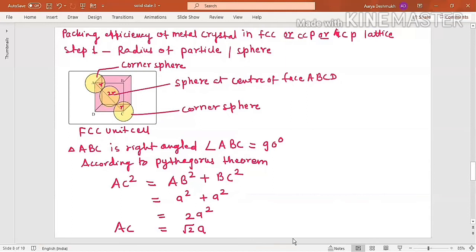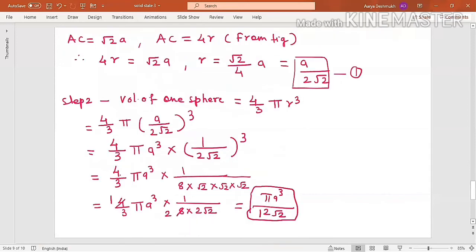So first we should find out the radius of the constituent particle or the sphere. This should always be the way to proceed to find out the packing efficiency for any type of crystal. Now this AC will be equal to square root of 2A. From the figure you can see that AC equals 4R. Now 4R will be equal to square root of 2A, because we just combined these two equations as we did earlier in case of BCC also. So 4R equals square root of 2 into A.